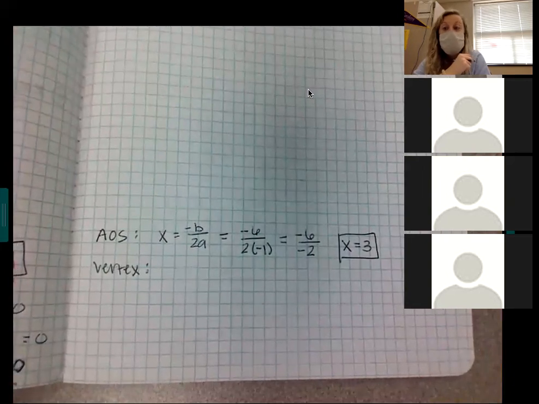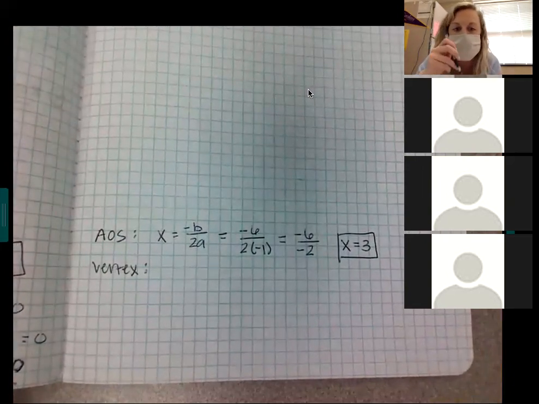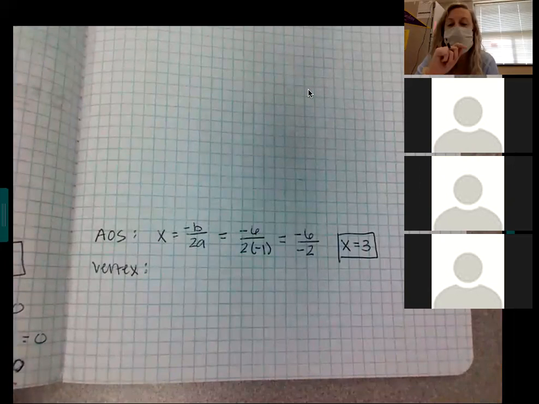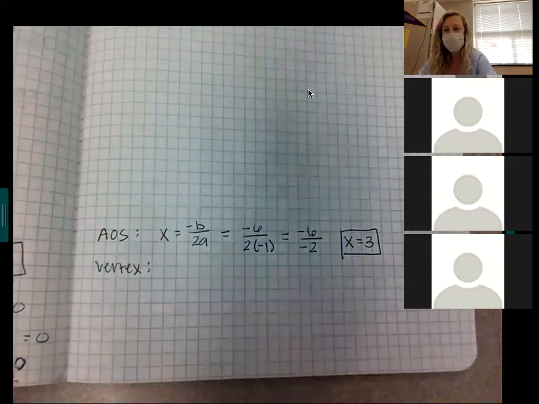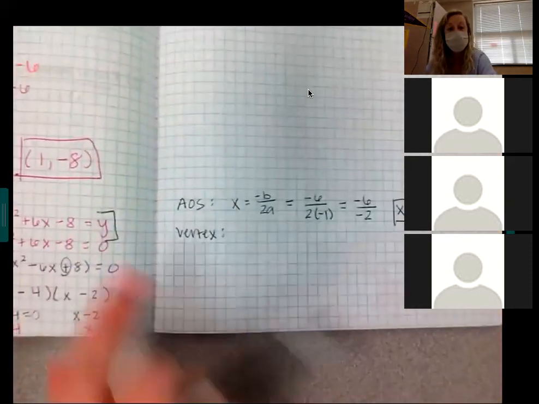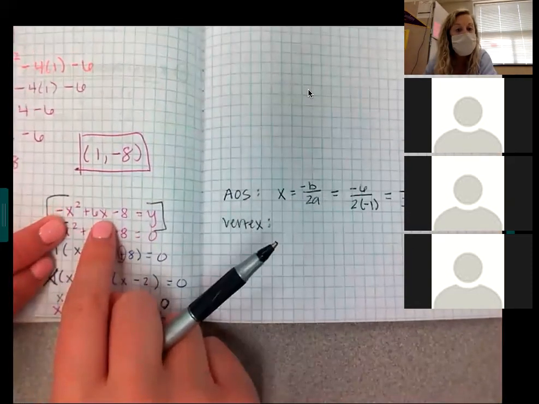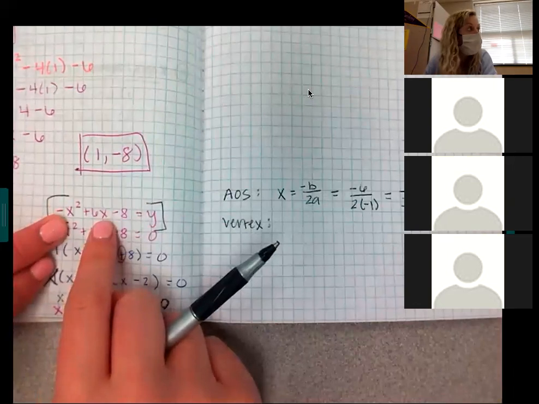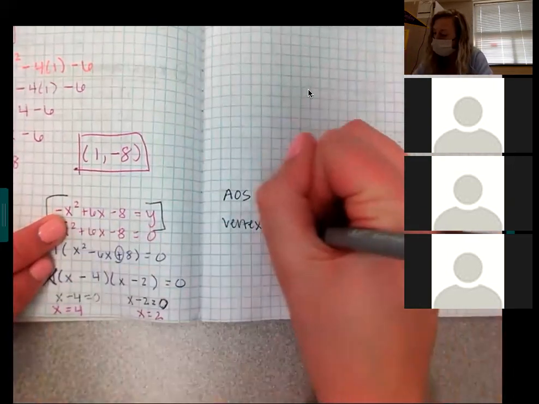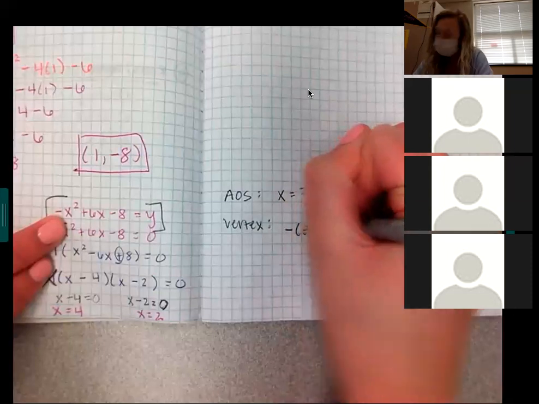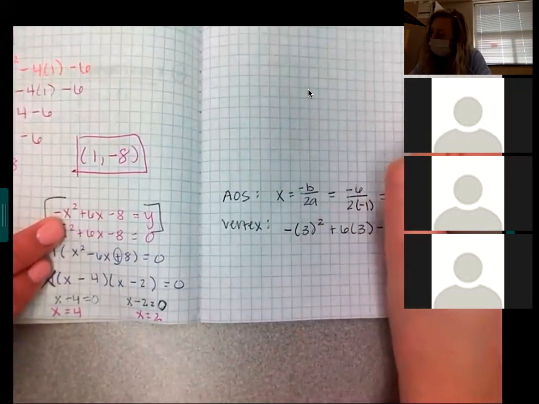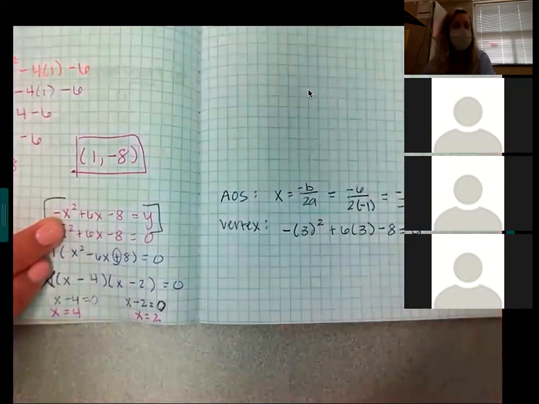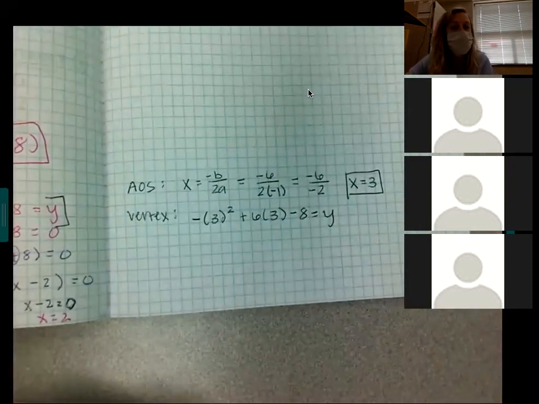Okay, so now, where do I put the x equals 3 to find the vertex? In the equation? Good. So everywhere you see an x, what are we going to put in? A 3. So this is negative 3 squared plus 6 times 3 minus 8 equals y. And we're going to solve it and find y.